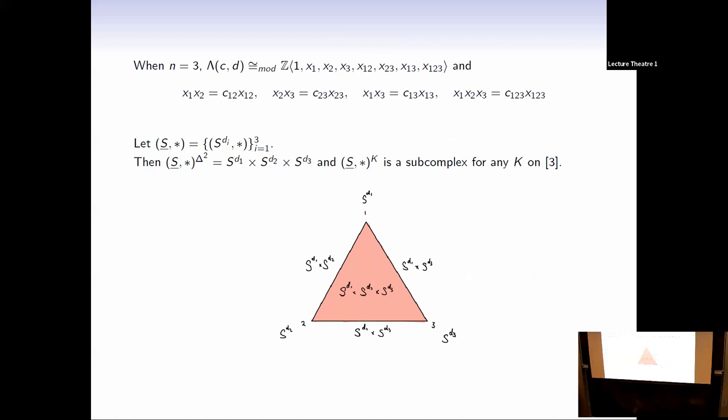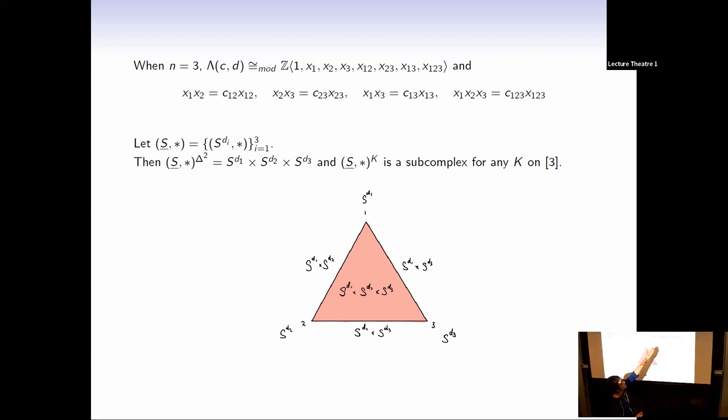Okay, so let's look at n equals three first. When n equals three, our gamma CD will have an additive basis: 1, x1, x2, x3, x12, x23, x13, and x123. And then the multiplication is determined by this. So x1 x2 equals c12 x12, and so on. And also we want x1 x2 x3 to equal c123 x123, okay?